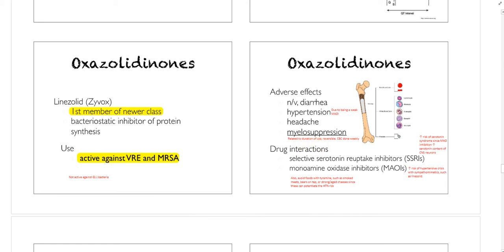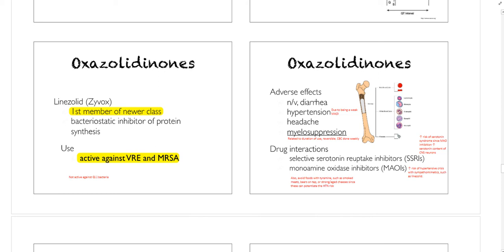Generally it is considered reversible, but for however long they're on this medication, we're going to be wanting to do CBCs on a weekly basis, because with myelosuppression, we're talking about pancytopenia, which is going to be a reduction of pretty much all the different blood cells. Also has nausea, vomiting, diarrhea, hypertension due to some of the drug interactions, which we'll get to, and headache.